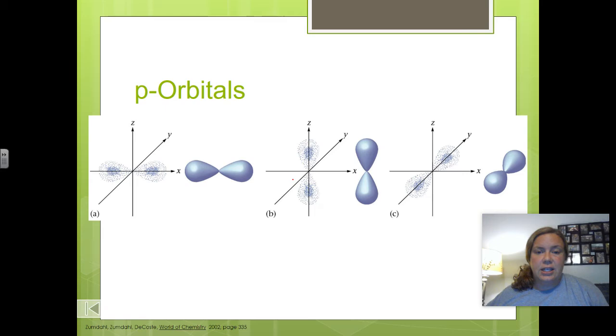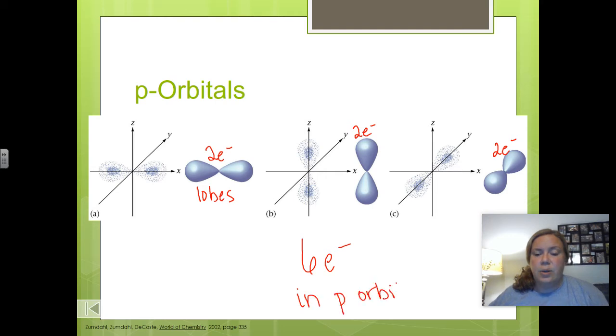Along the x-axis, you'd have space along the z and space along the y. What you have to understand is in this p orbital, these are basically called lobes. And in these lobes, there's going to be 2 electrons in each lobe. Now, in a p orbital, if there's 2 electrons in each lobe, you're going to have a total of 6 electrons in that p orbital.